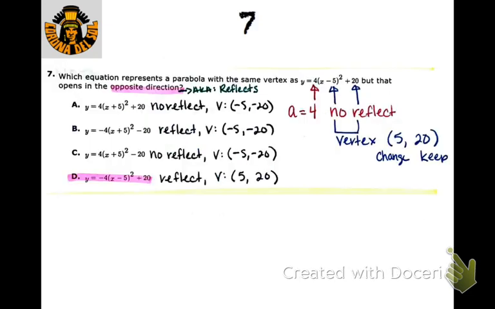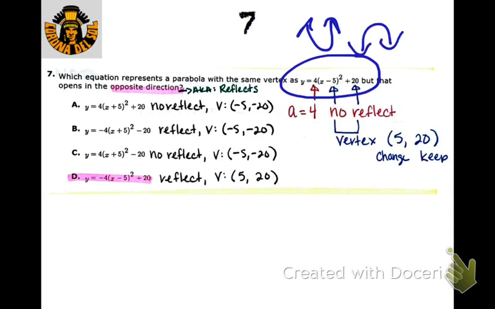All we're looking for here is the exact same thing as this quadratic equation, but instead of opening upward, it would open downward. And what changes that is just a little negative sign in front of the 4 there. So that's why D is a good answer.